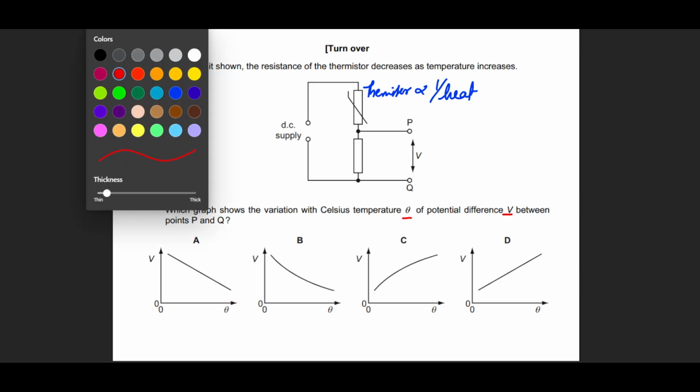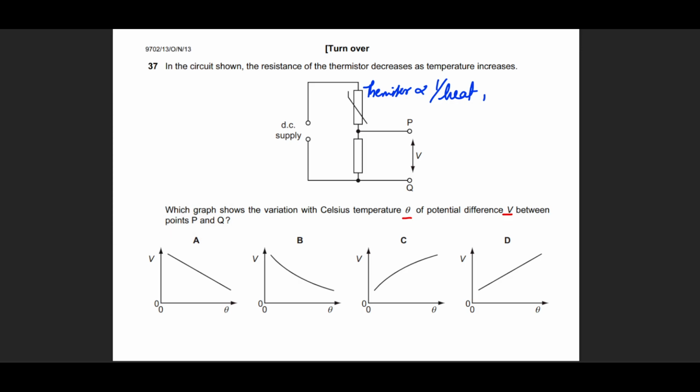So if I increase the temperature, then the resistance of the thermistor decreases. And if its resistance decreases, its voltage consumption also decreases.